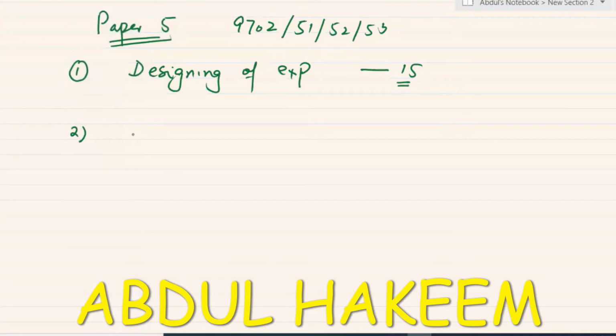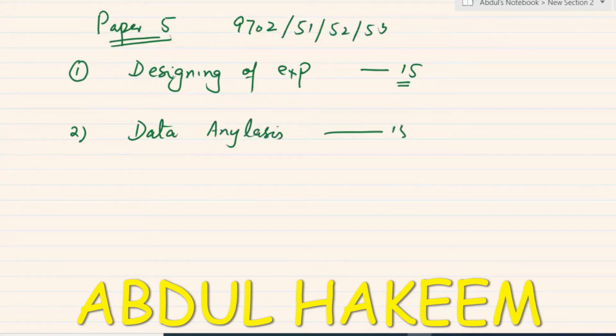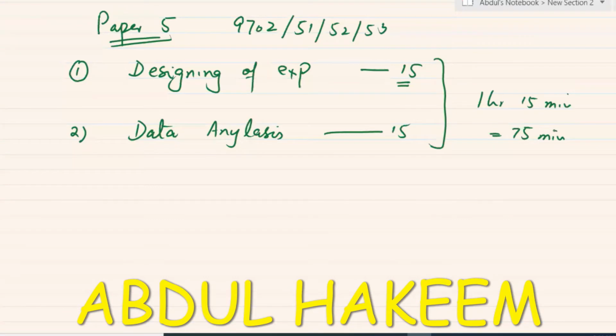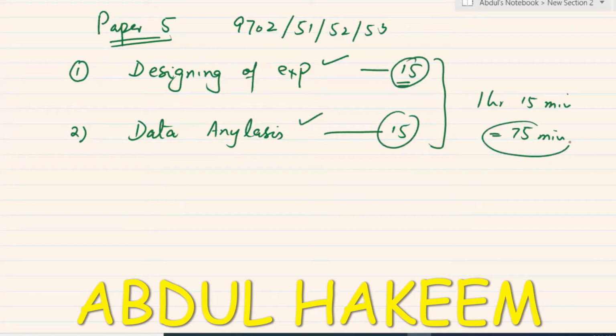And the second question will be about data analysis. Again, 15 marks. So the total time will be 1 hour 15 minutes, meaning 75 minutes. So this is paper 5 of A2 physics. Only 2 questions, one question designing experiment, the other data analysis, 15 marks each, and the total time for both questions will be 75 minutes.